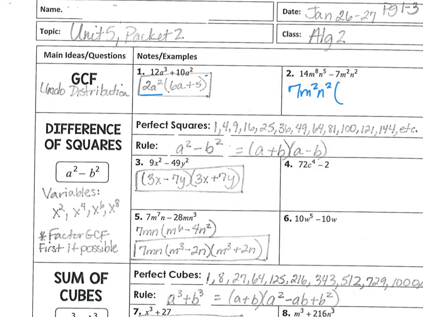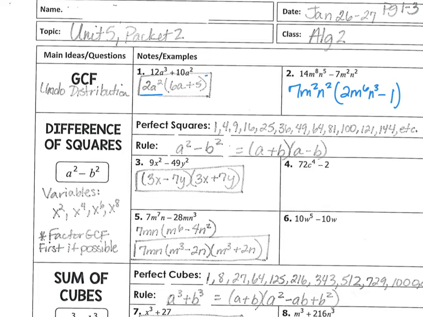Then you divide to figure out what goes in the parentheses. 14 divided by 7 is 2. M to the 8th divided by m squared, so you subtract the exponents to get m to the 6th. For the n's, you would do 5 minus 2, which is n to the 3rd. This sign is going to stay a minus because we didn't factor out a negative. 7 divided by 7 is 1. The letters cancel out because m squared divided by m squared is just 1, and n squared divided by n squared is just 1. So it would be 7m squared n squared, parentheses, 2m to the 6th, n to the 3rd, minus 1.